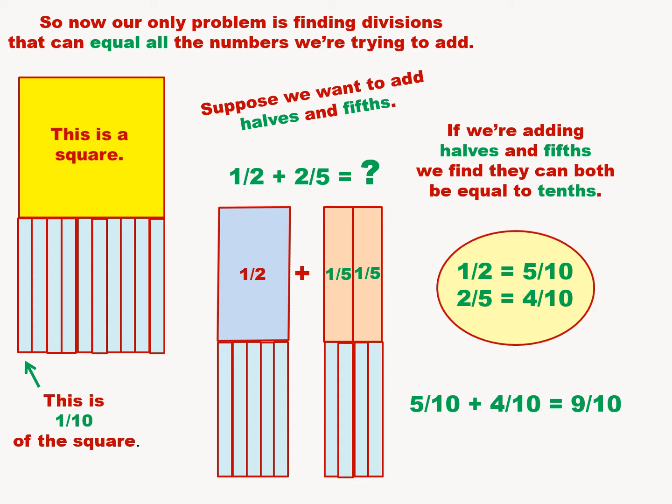1/2 is equal to 5 tenths, and 2/5 is equal to 4 tenths. Our problem is solved. 5 tenths plus 4 tenths equals 9 tenths. So 1/2 plus 2/5 will equal 9 tenths.